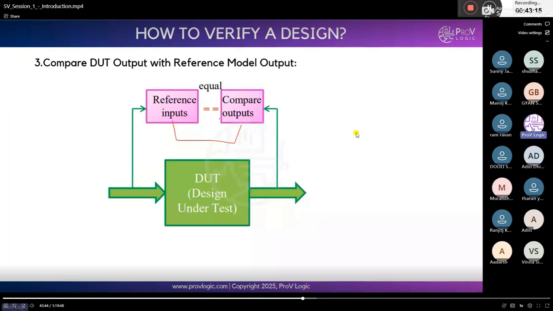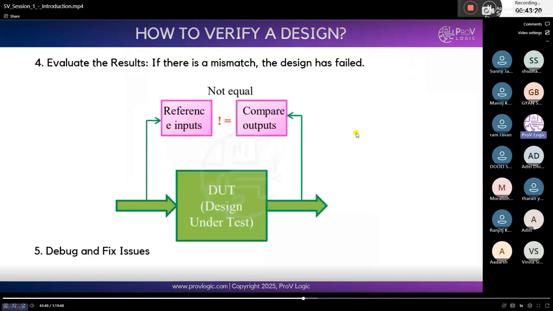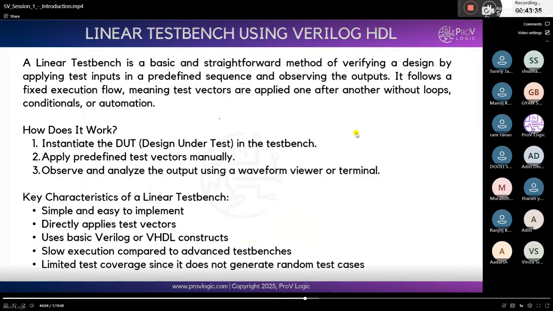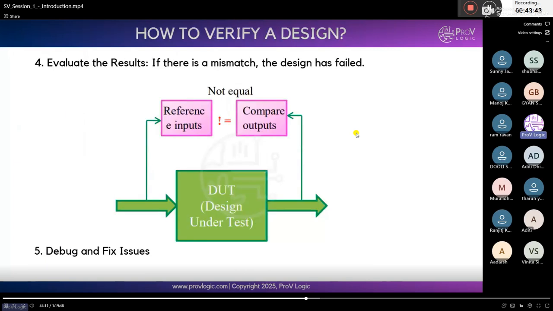Okay. Next, how to verify a design. Evaluate the results. If not equal, compare both, check whatever design issues we are getting, and fix the issues. Next, what is meant by a linear testbench in Verilog HDL? Till here, everyone clear how to verify the design? Yes, ma'am. Any doubts?